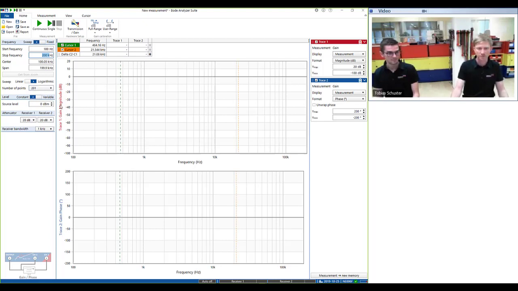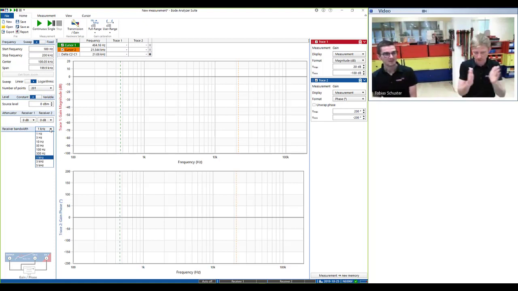The level we leave constant for now at 0 dBm, and then the receiver attenuators, in this case we can set them to 0 dB, so the maximum sensitivity of the input channels. Since we use 10:1 probes at the input, we don't need to further attenuate in the Bode 100 itself. The receiver bandwidth can be set from 1 Hz to 5 kHz. This value determines how narrow the input filter will be. It's a frequency selective measurement.